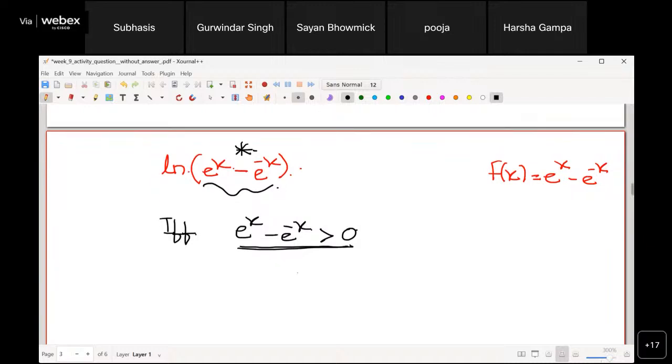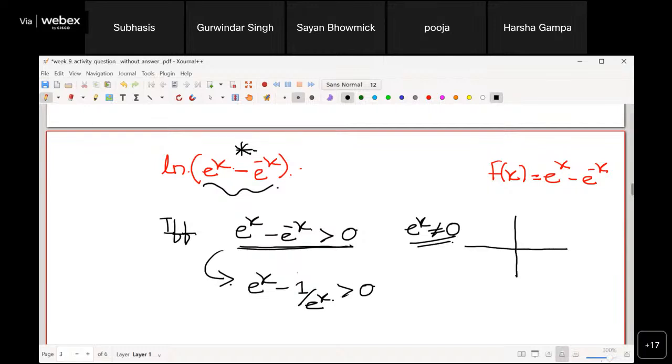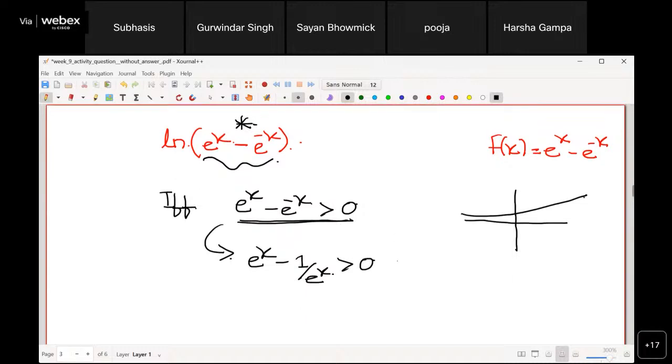So as you can see, this is basically e power x minus 1 by e power x, which is greater than 0. One thing you know is that e power x is never 0, correct or not? Because if you see the graph, it never touches the x-axis. So e power x is not 0, so I can write 1 by e power x.